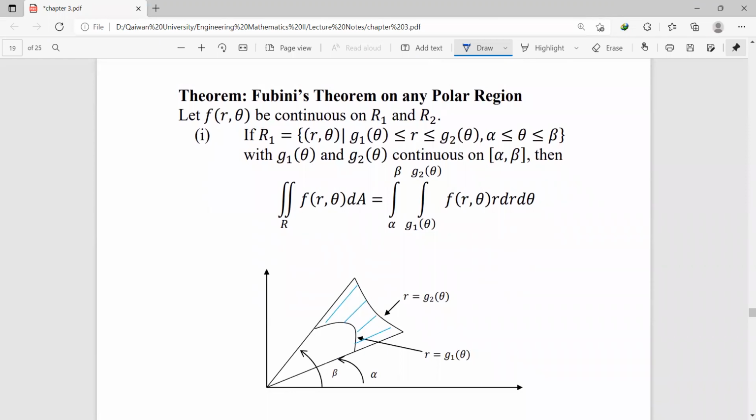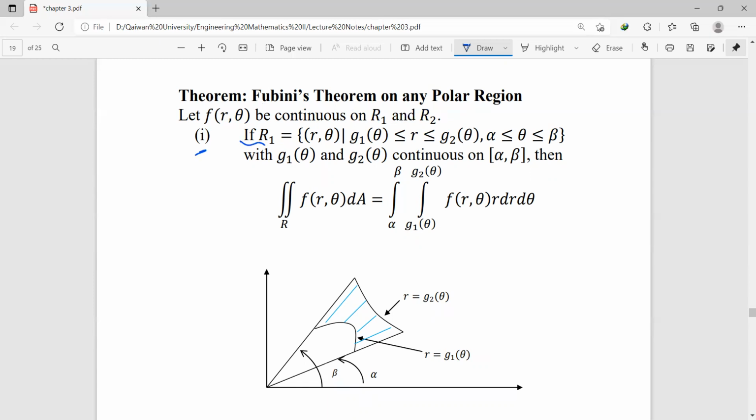We have the Fubini theorem on any polar region. We say let f of r and theta be a continuous function on R1 and R2. Here we have two regions, R1 and R2, and on these two regions, f of r and theta is a function of r and theta. It is a continuous function on both regions, R1 and R2.